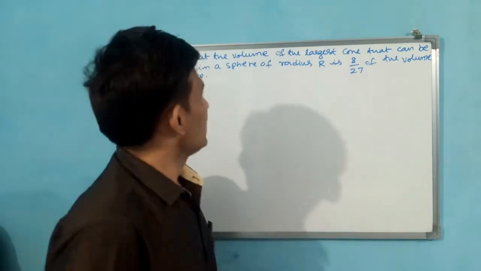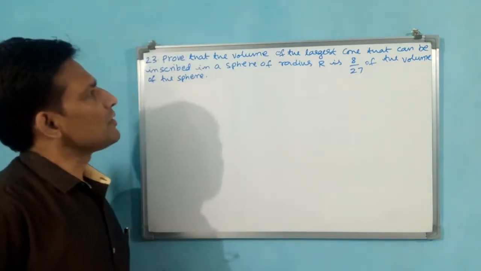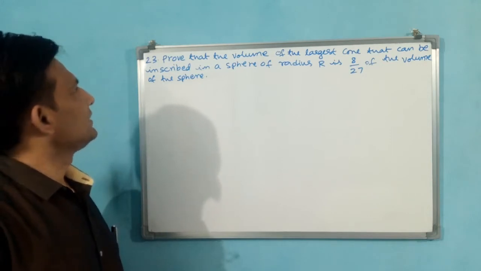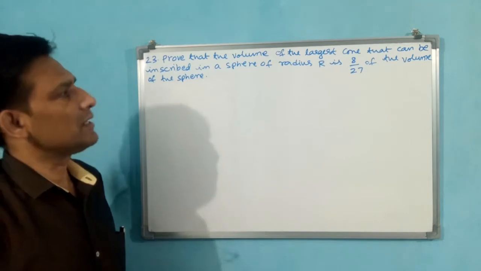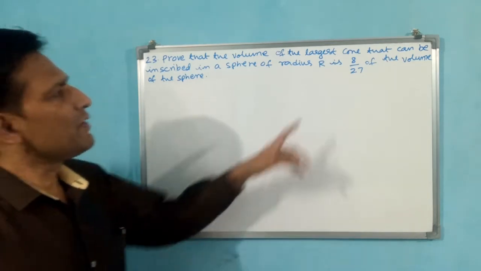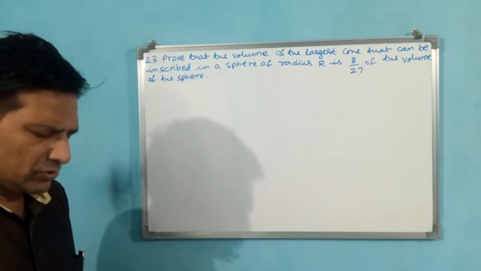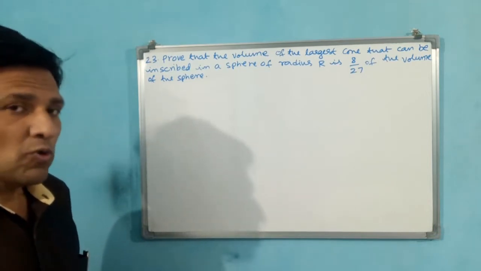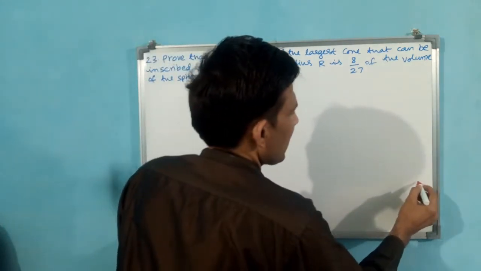See what they have given in question number 23. Prove that the volume of the largest cone that can be inscribed in a sphere of radius capital R is 8 by 27 of the volume of the sphere. You see here also, one cone is inscribed inside the sphere. That we understand.